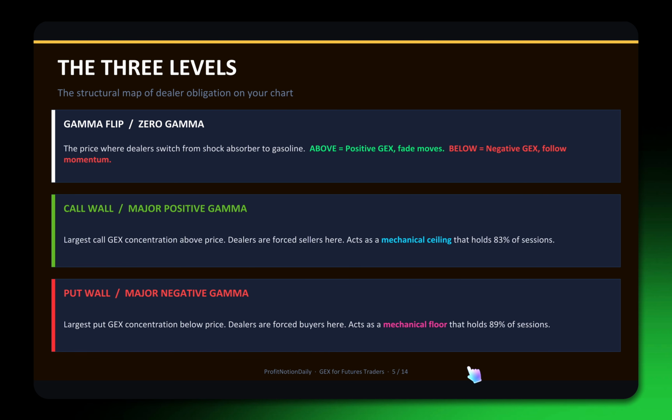So there's going to be your gamma flip or your zero gamma level. This is basically the line in the sand that says, above this is where GEX will be positive. Below it will be where GEX is negative, right? And if GEX is positive, you expect dealers to fade moves. And if GEX is negative, you'll expect dealers to follow momentum. And then you'll have your call walls and your put walls.